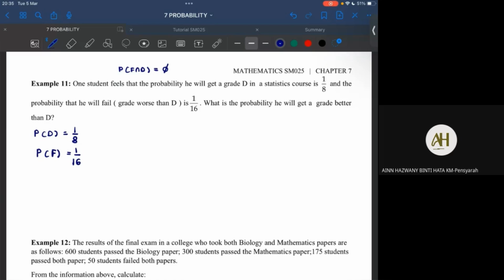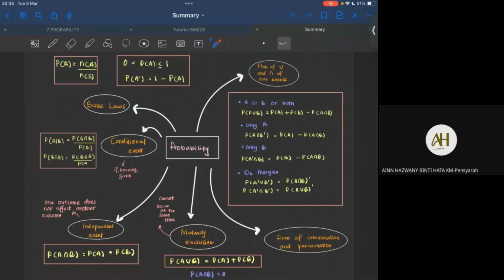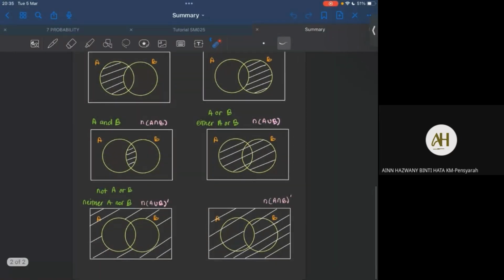Apakah kamu rasa? Ini very bahasa Inggerisnya. Kita nak tukar bahasa Inggeris ni kepada bahasa matematik kita. What is the probability he will get a grade better than D? Probability tu P lah. Bracket. Apa dia kat dalam? Dalam bahasa Inggeris ayat, kita nak tukar dalam bahasa Inggeris matematik kita. Apa maksud bahasa Inggeris matematik kita? Ini ke, ini ke, ini ke, mana satu?